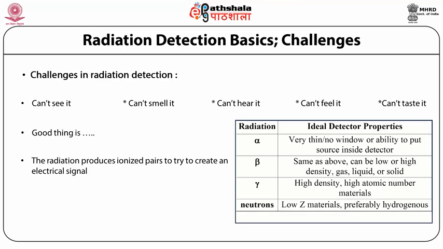For gamma radiation, the detector should be of high density, high atomic number material. These are the properties required for the detector material if we wish to detect these radiations. For neutrons, low Z materials are preferred, and the most preferable materials are hydrogenous materials. Why are all these requirements there for detecting these different radiations? We will come to know in the coming slides.